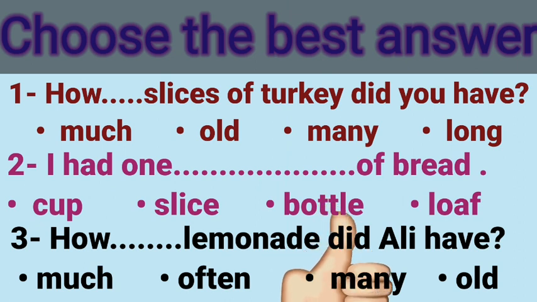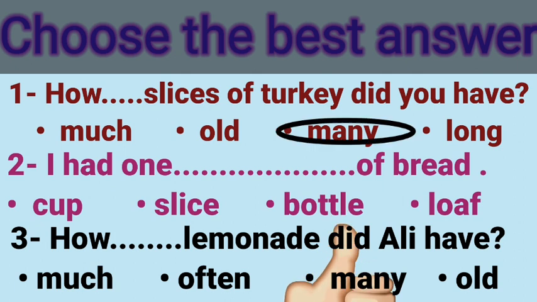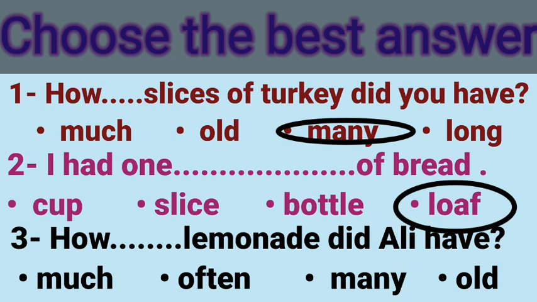Choose the best answer. Question number 1. How many slices of turkey did you have? How much? How old? How many? How long? How many? Good. How many? Why? Because the slices count. Question 2. I had 1 loaf of bread. Options: a space of bread, a cup of bread, a slice of bread, a bottle of bread, or a loaf of bread. 1 loaf of bread.